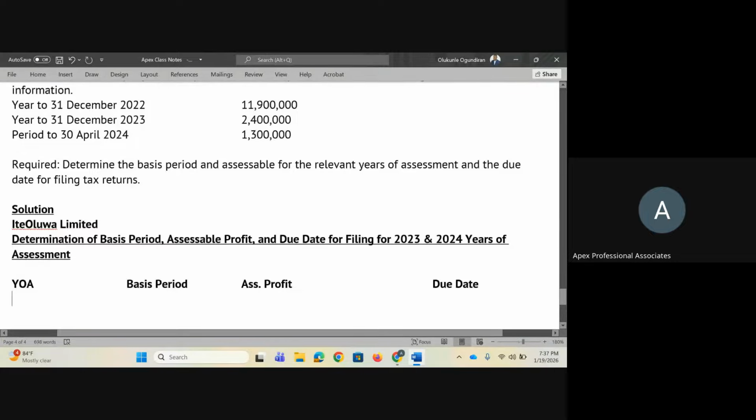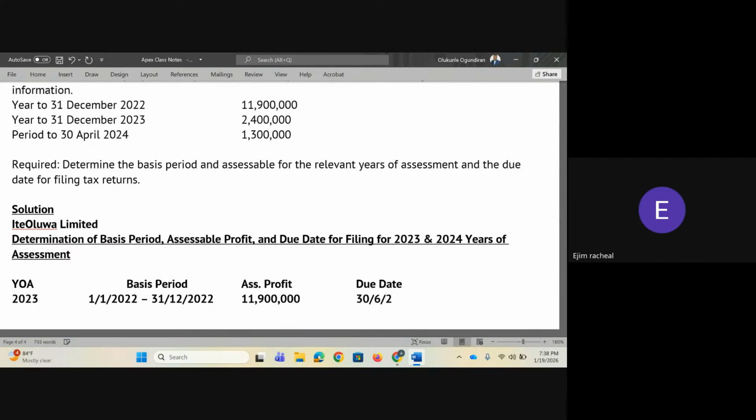So the first year of assessment, we have 2023, right? Can you hear me? Yes, sir. Good. So the business period is going to be from the dates that we have here. So we have 1/1/2022 to 31 December 2022. Assessable profit here is how much? 11.9 million. So the due date for filing is 6 months after the accounting year end. Right? That's the due date.